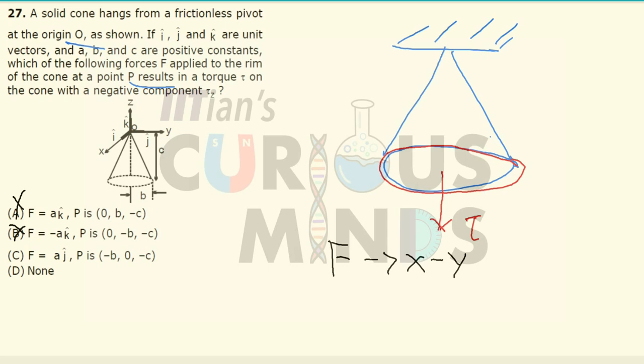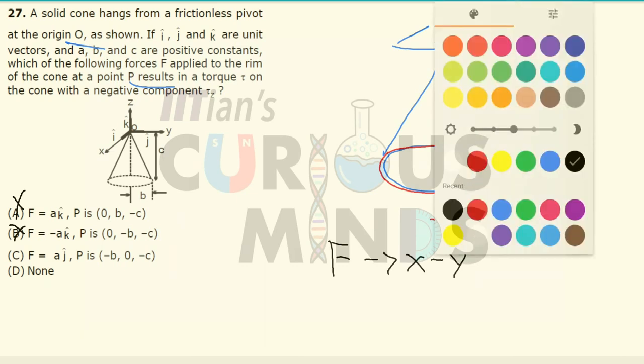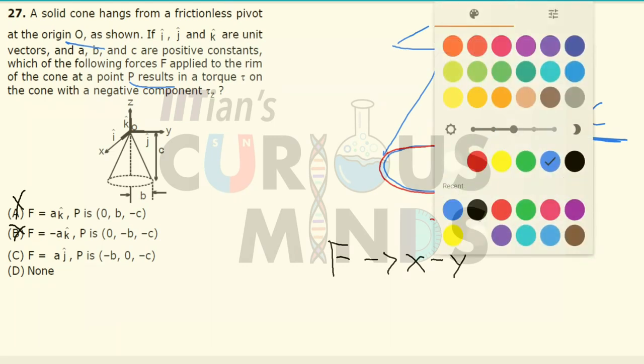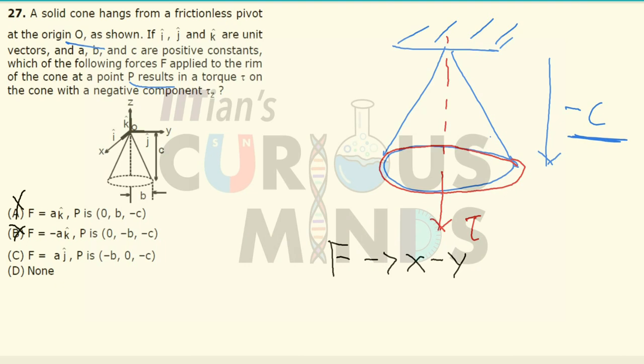So in order to find out the torque applied in the downward direction, let us try option number C. The point of application is at minus B and at minus C. Minus C will anyway be there because minus C represents the negative z axis. So the rim of the cone will always have the coordinate minus C along the z axis. And the force is applied over here in the A j cap. Over here, along the y axis it is 0.